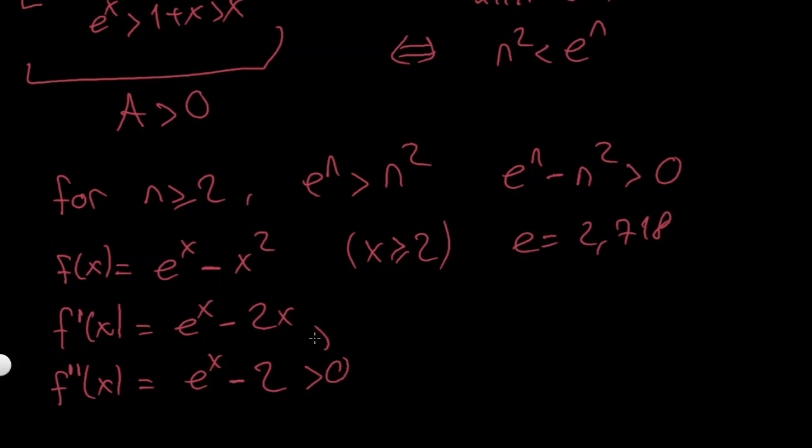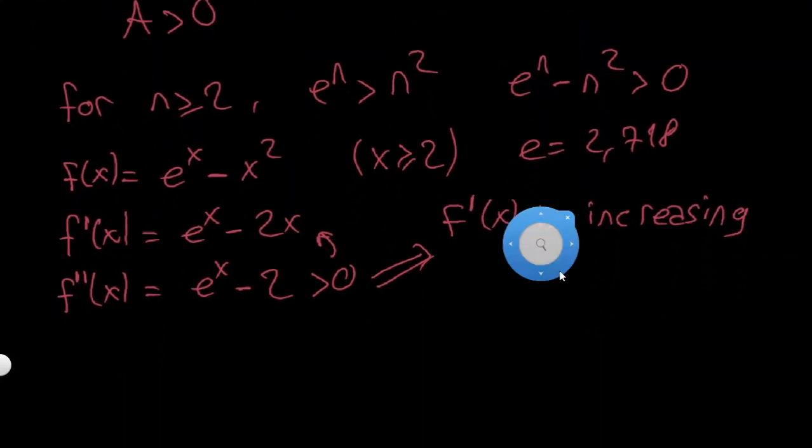How did I come to f double prime x? From f prime x. So this means that f prime x is increasing. Okay, from here I can say f prime x is increasing on this interval. Okay, we're one step closer. So if I know that f prime x is increasing and my lowest bound is just 2, instead of x, if I just put 2, I could even show it for x equal to 1. It would be slightly easier, but let's go with 2.